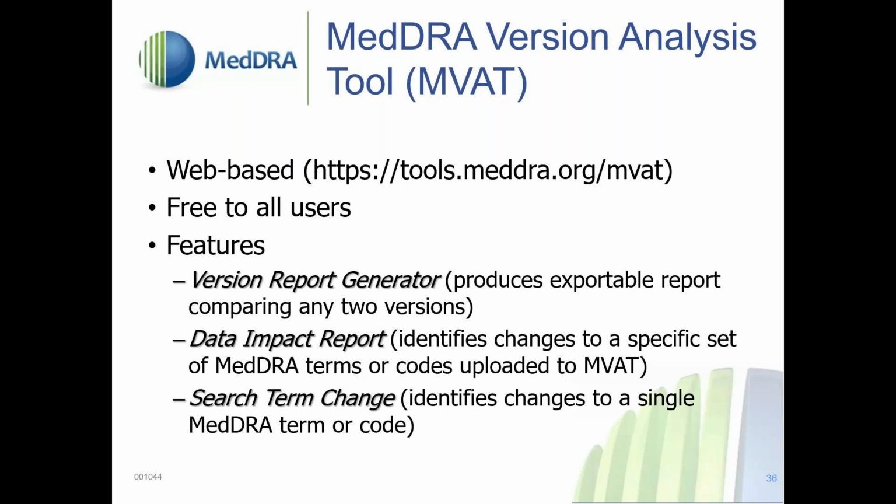And the third feature is a search term change, where you can identify changes to a single MedDRA term or code. This can be done also by other means. And in the new web-based browser, you have the term history, which you can check. So it's not next to the MedDRA version analysis, version generator, and data impact report anymore. But of course, if you open the MVAT from the web, you also have this search term change, where you can just type in one term and see the history of that term throughout the MedDRA versions.